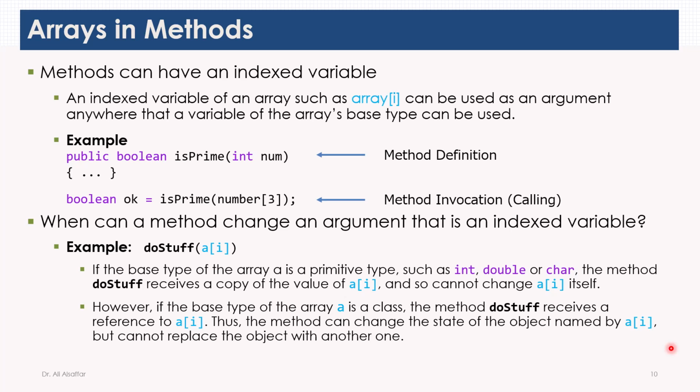Therefore, when the method receives a reference, it can change the state of the object pointed to by this reference. However, it cannot change the original address or the original reference that is in the index variable AI. We will see this by an example in the next slide. So let us go to that example to show you both cases: what if we are passing a primitive data type, and what if we are passing a reference or a class-based type?